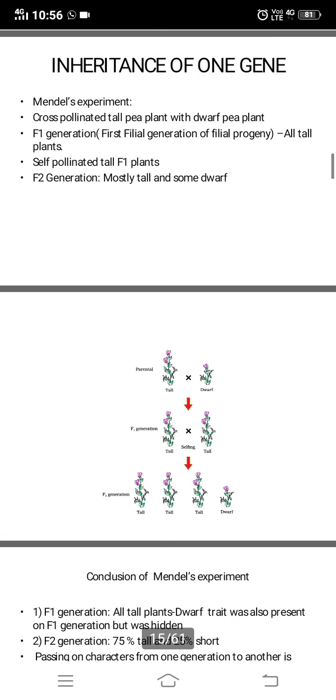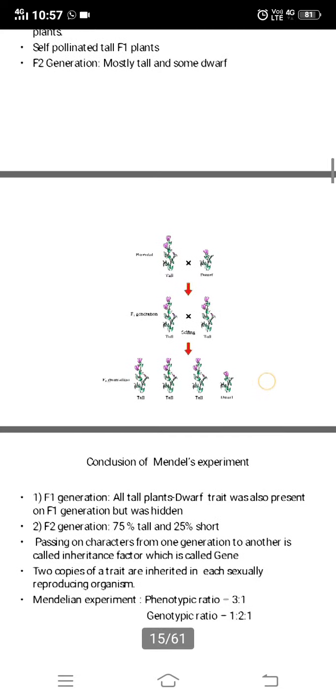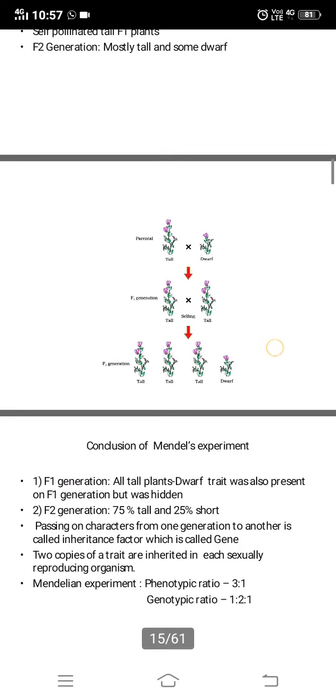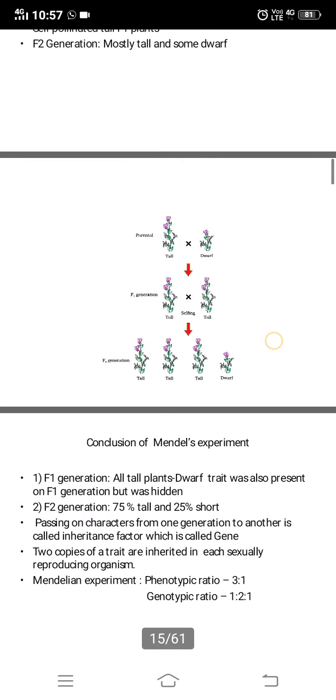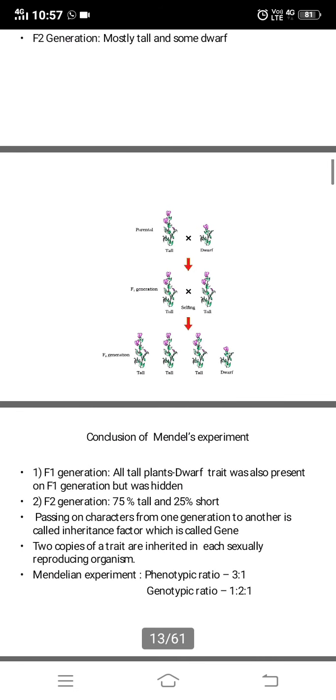So in the F2 generation what did he get? 1, 2, 3. 3 tall plants and 1 dwarf plant. So mostly they were tall and some dwarf plants were obtained. What was the conclusion of Mendel's experiment? He concluded that in the F1 generation all tall plants were obtained, but the dwarf trait was also present. So that is why in the F2 generation 3 tall and 1 dwarf plant was obtained.